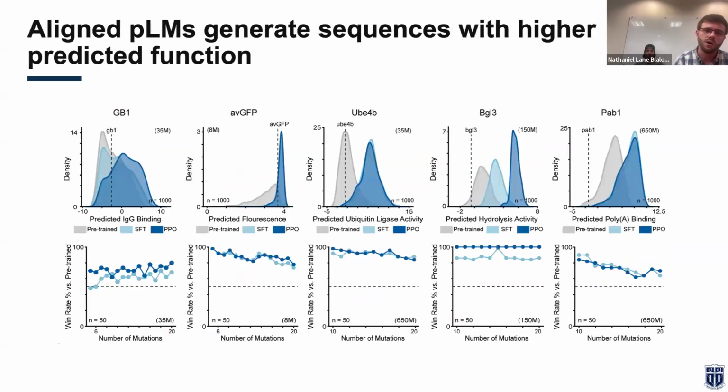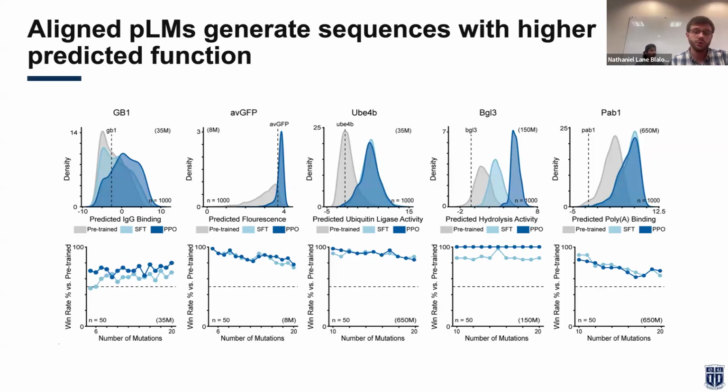But one more figure about generalizing to these 5 protein classes. We are really excited, if you zoom in on the top model in each one of these cases, you can see the distribution of predicted function. So in the x-axis here, we have the predicted function of each one of these proteins, and on the y-axis, you have density. You can see that after SFT and PPO, you see these dramatic shifts in predicted scores.